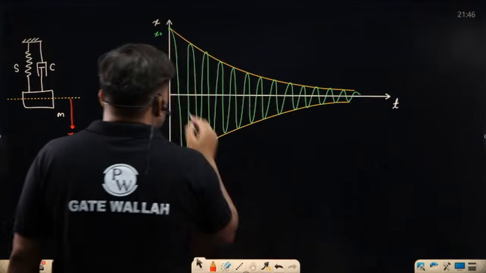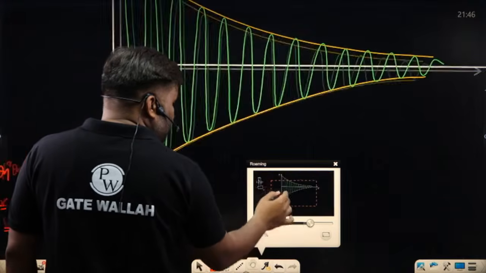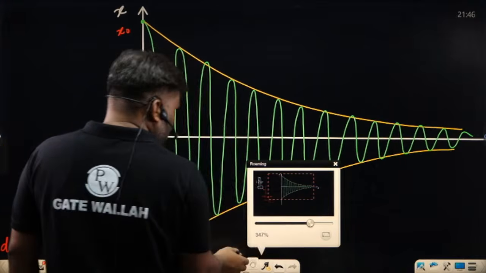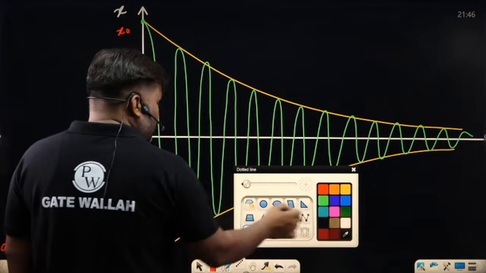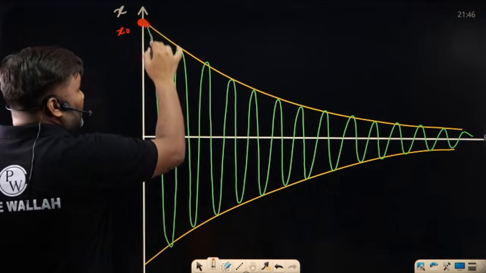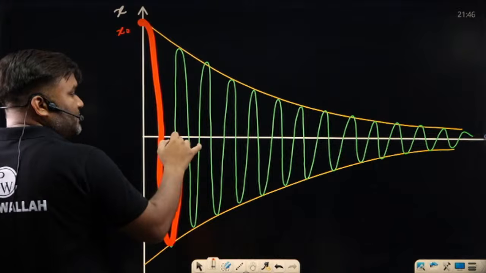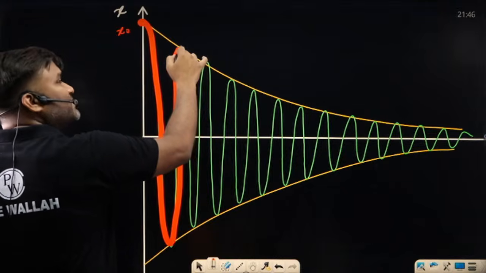Initially it was x naught, and you can see after completing one cycle, from here we have come to the mean, to the opposite side of the mean, again to the mean, and to the same side of the mean. One cycle is complete.